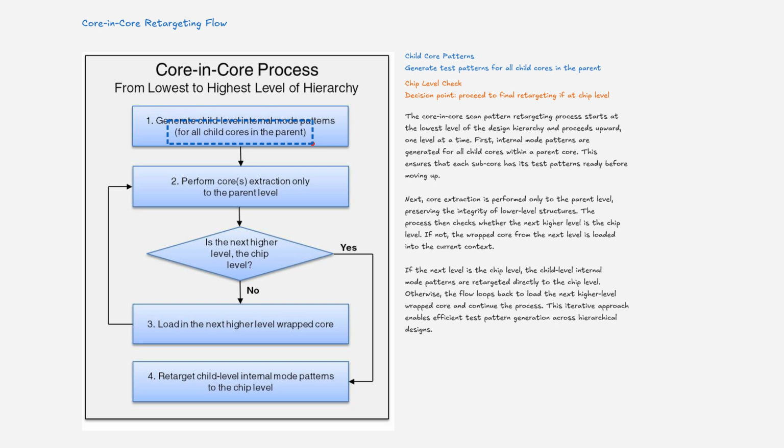First, internal mode patterns are generated for all child cores within a parent core. This ensures that each subcore has its test patterns ready before moving up. Next, core extraction is performed only to the parent level, preserving the integrity of lower-level structures. The process then checks whether the next higher level is the chip level. If not, the wrapped core from the next level is loaded into the current context.